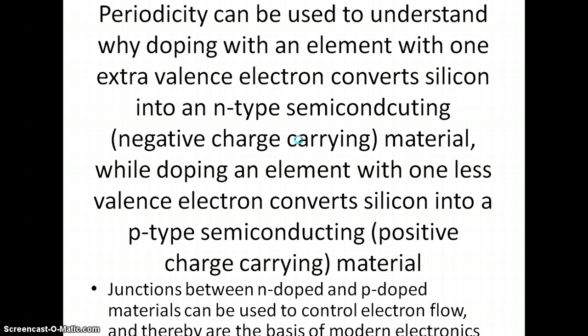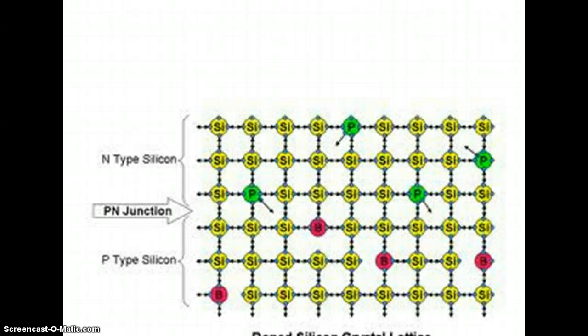Now, the junctions between the N-doped and the P-doped material can help us control electron flow, and therefore this is the basis of modern electronics. Okay, so we have this P-N junction, which is where we see the positive-carrying material and the negative-carrying material meeting, and we can control electronics through this junction.